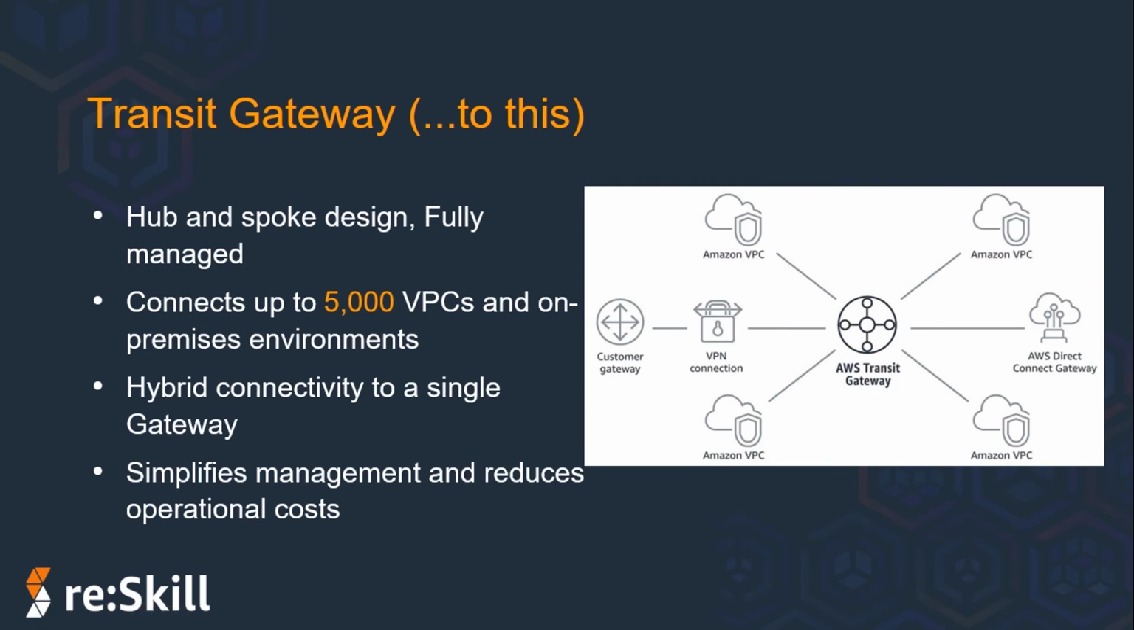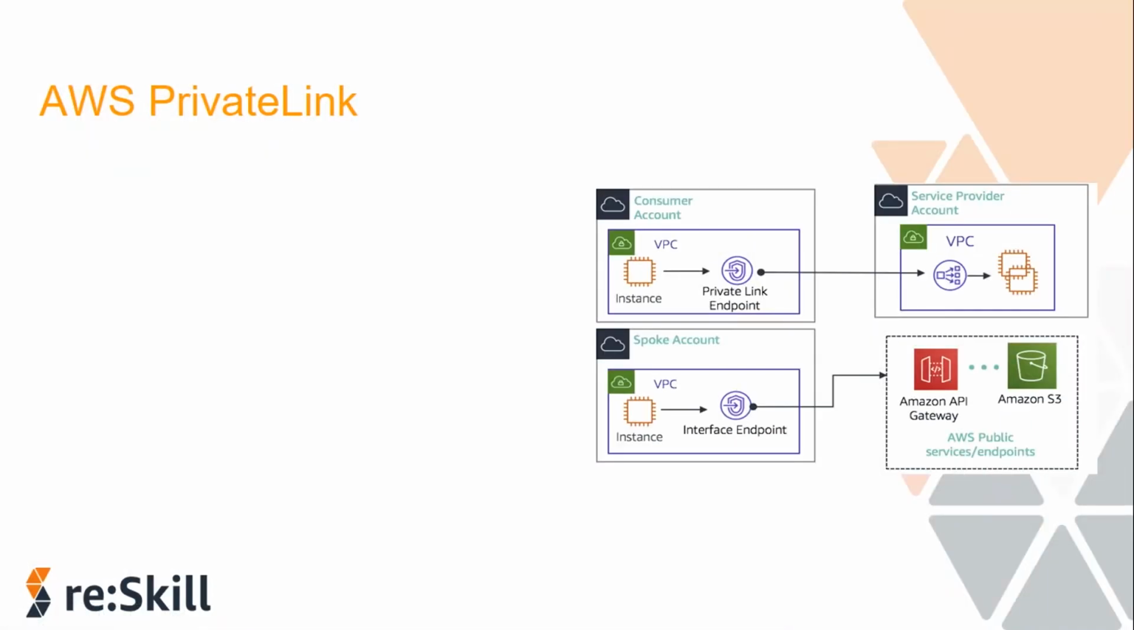And this hub and spoke model simplifies the management and also reduces the operational cost, because VPCs only connect to the transit gateway to gain access to the connected networks. They don't need to be connected to each other individually. So the next thing that we have here in the concept is AWS PrivateLink.